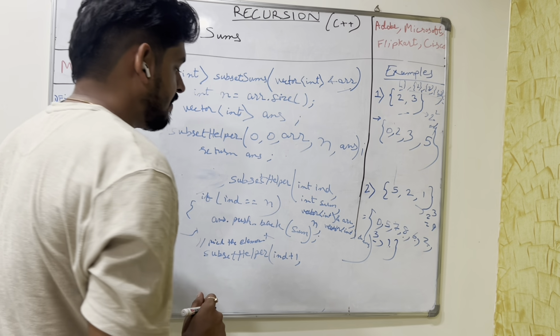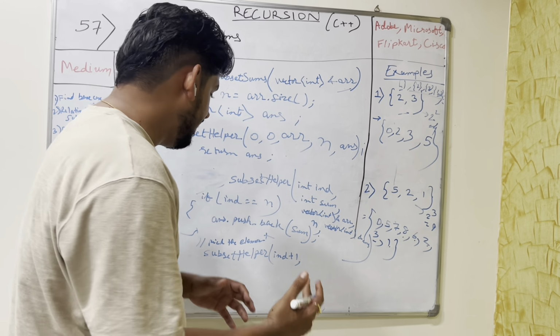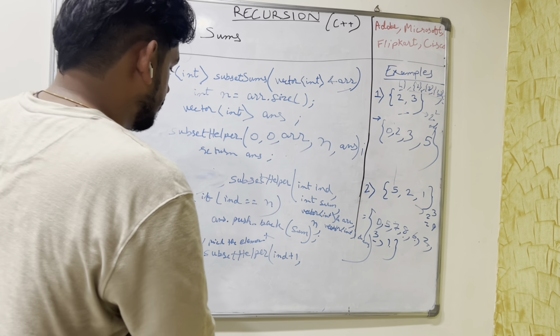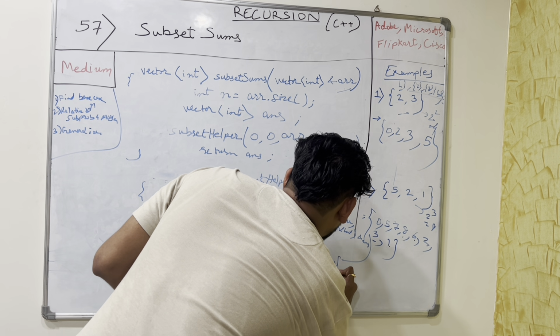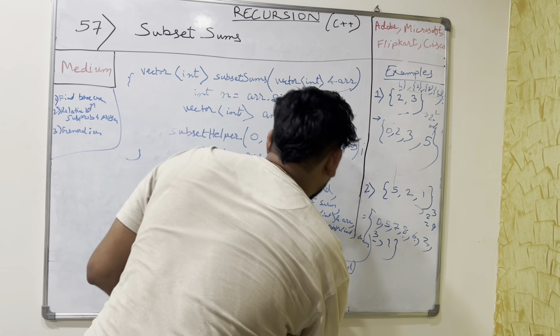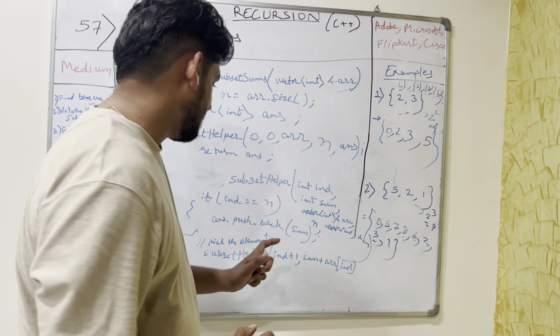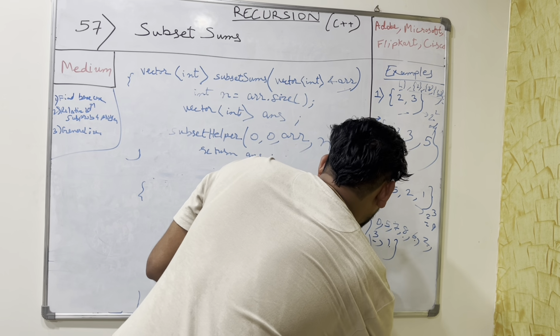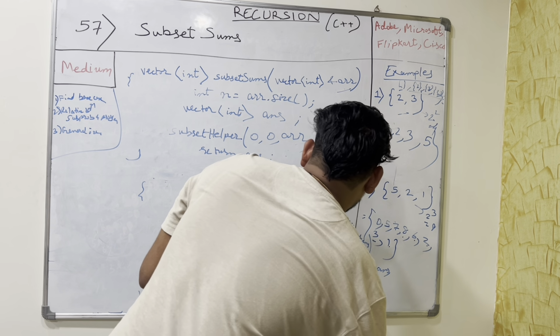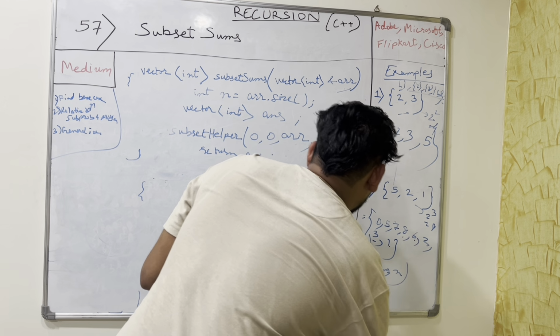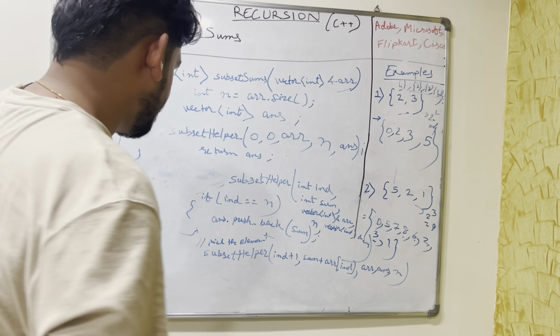Then what would be the sum? In the sum, we decided on picking the zeroth element. So the sum would be sum plus array of index. What is the index right now? 0. So we have taken the first element, the zeroth element. Then we pass the array, we pass the answer, and we pass n. We have picked here.